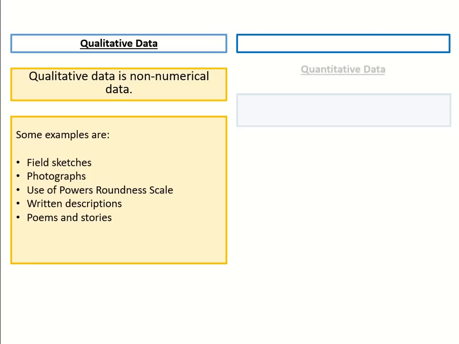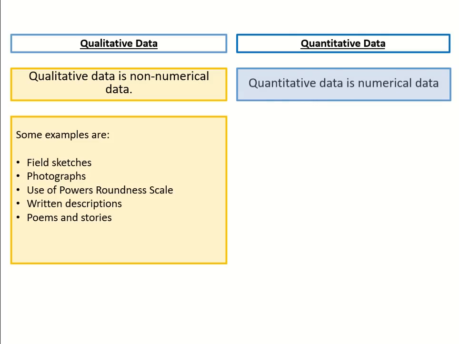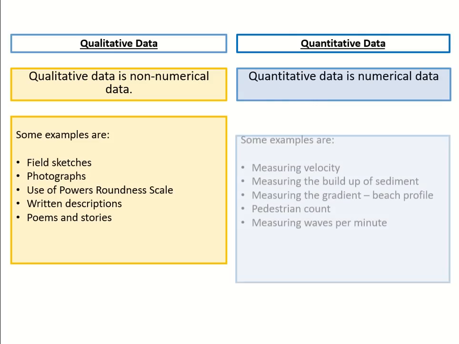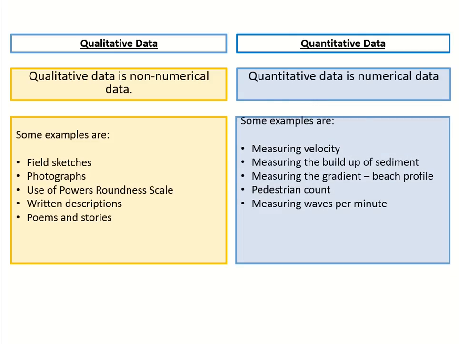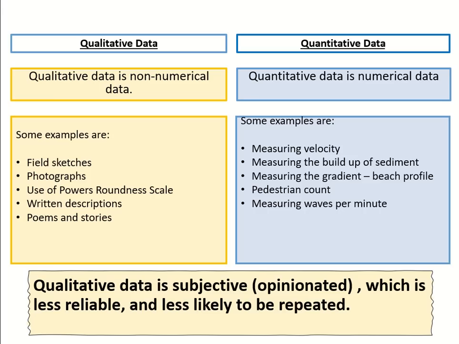So therefore, we might have to use some quantitative data, which is numerical data. And that data might be measuring velocity, measuring the buildup of sediment, pedestrian counts, measuring the number of waves every minute. And that data is subjective, it's opinionated, which is less reliable, and therefore it is less likely to be repeated in the future. So please be aware, the only main issue we've got with this is that it is very opinionated, very subjective, and less likely to be repeated.